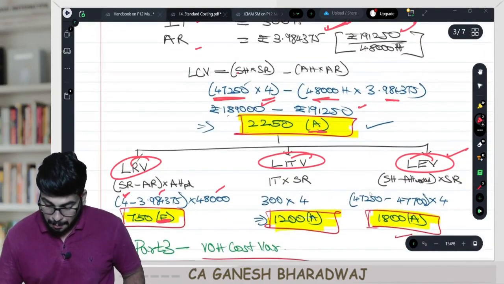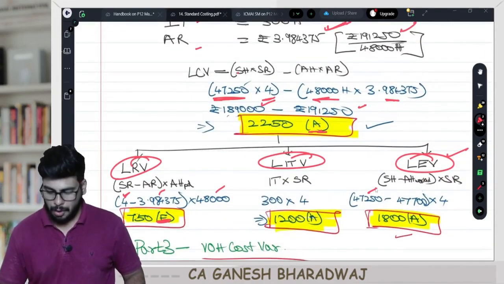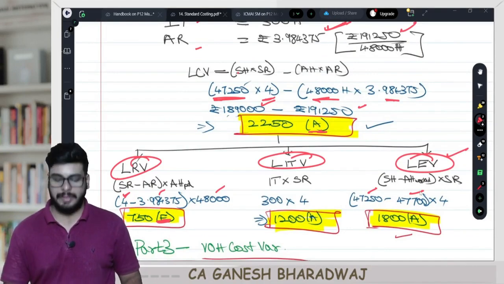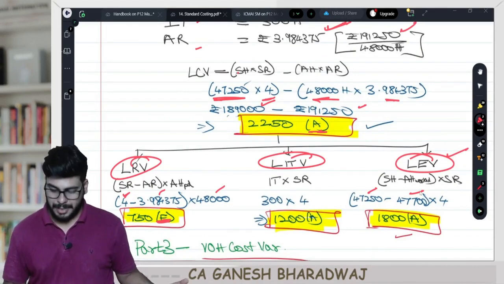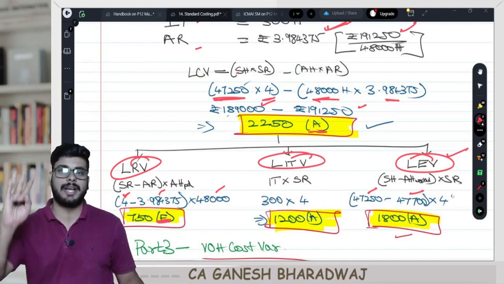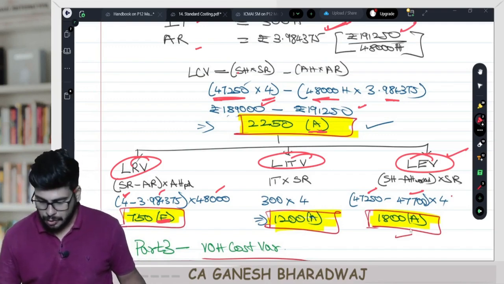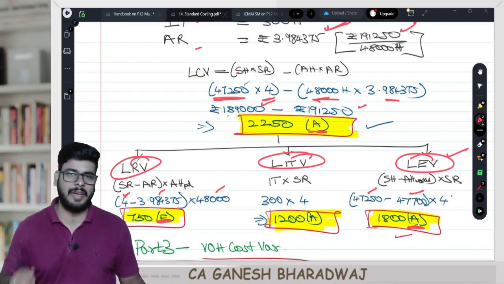47,250, right? But you have actually worked effectively for how many hours? 47,700 hours. Clear with this, guys? So basically, you have taken more time now, and every hour you've taken more, it applies a standard rate of 4 rupees. So basically, it's an adverse variance to the tune of 1,800 rupees.